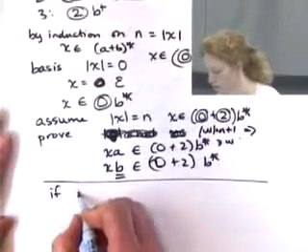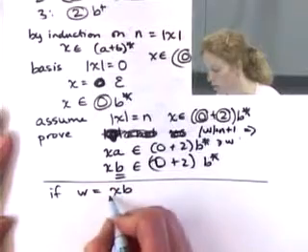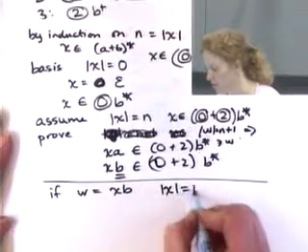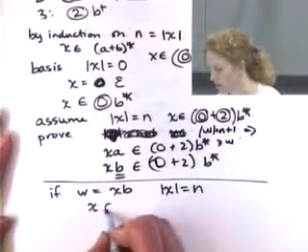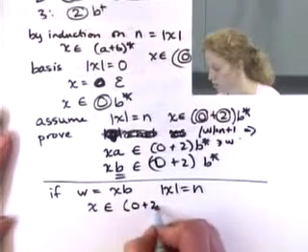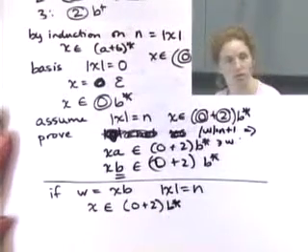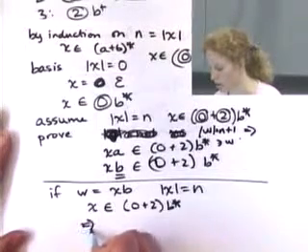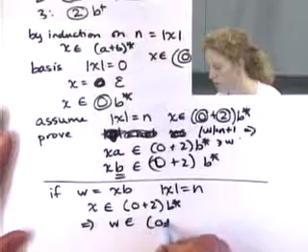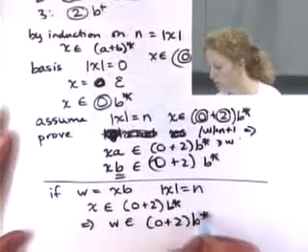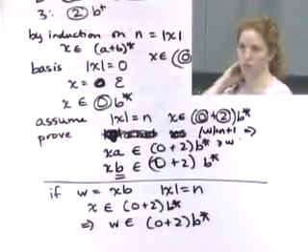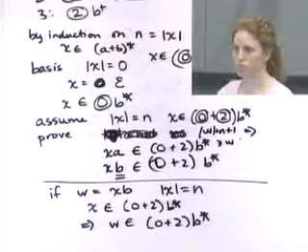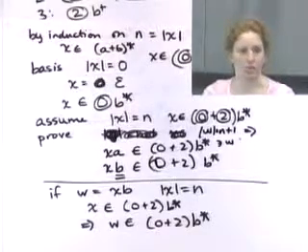So if, let's say, W equals XB, and the length of X is n, we know by induction that X is in (0 + 2)B star. And just because we have a B star there, that implies that W is also in (0 + 2)B star. So ending in a B is great. The only problem is if we end in A.